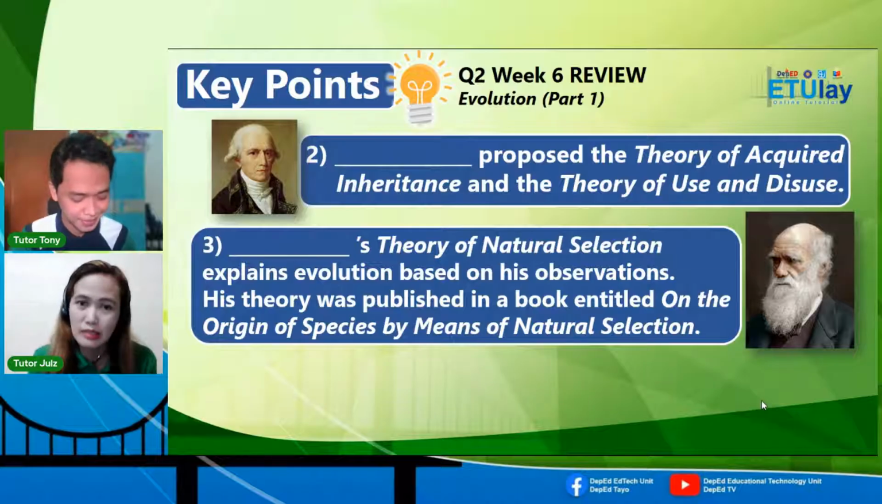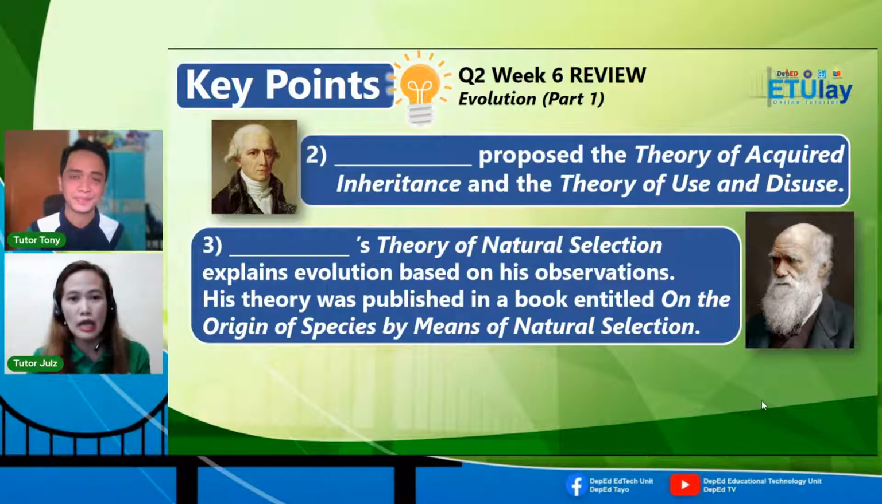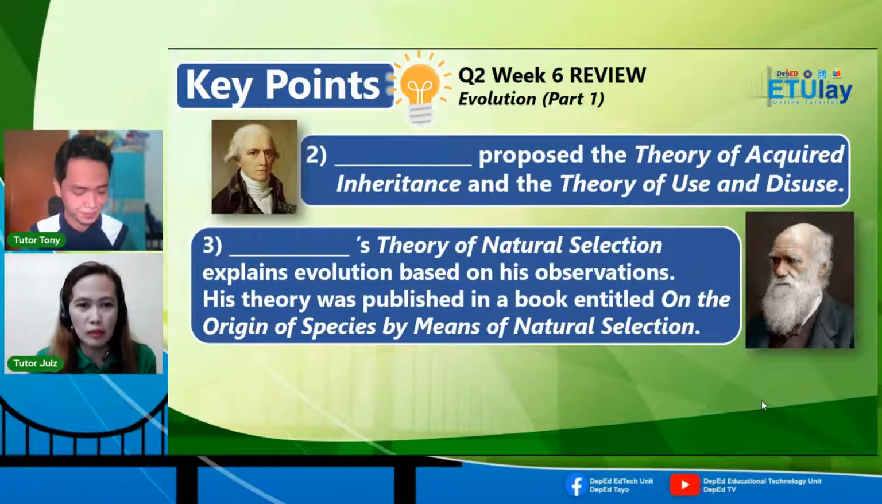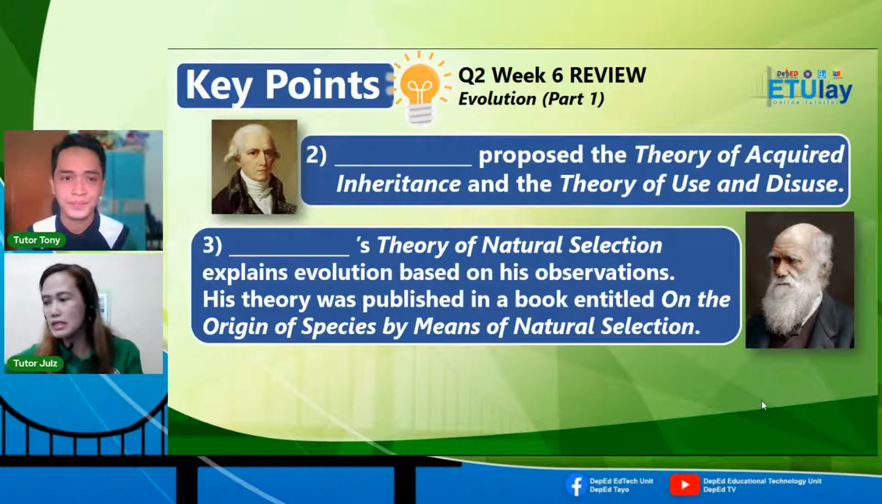Of acquired inheritance, the theory of use and disuse, and the theory of natural selection. Number 3 explains the evolution based on his observation, and his theory was published in a book entitled On the Origin of Species by Means of Natural Selection.